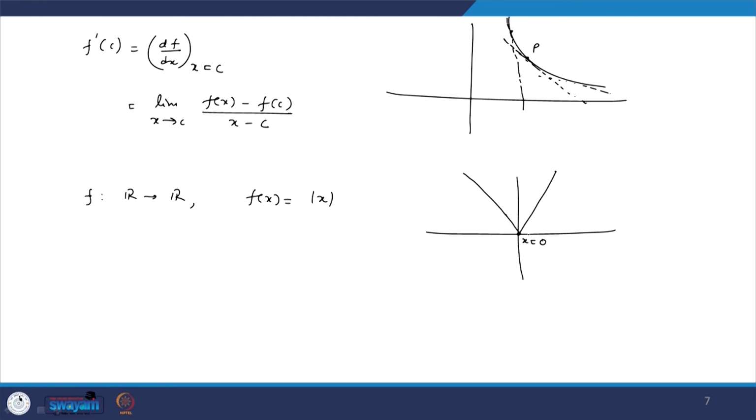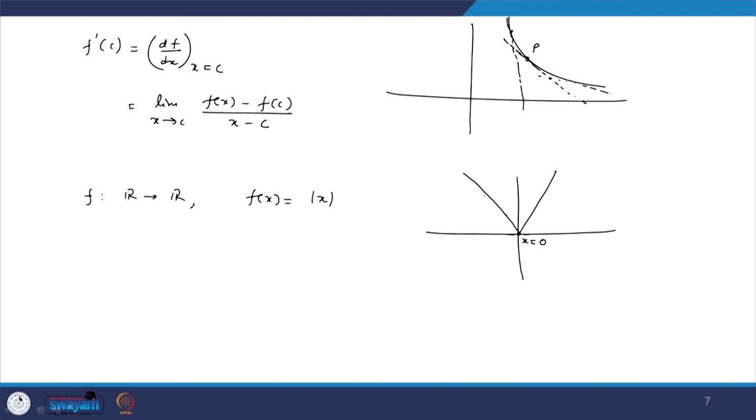So, when we approach x equal to 0 from the left side or from the right side, the function tends to 0. But when we talk about differentiability of this function, differentiability means the slope or tangent at that point, and it must be unique.